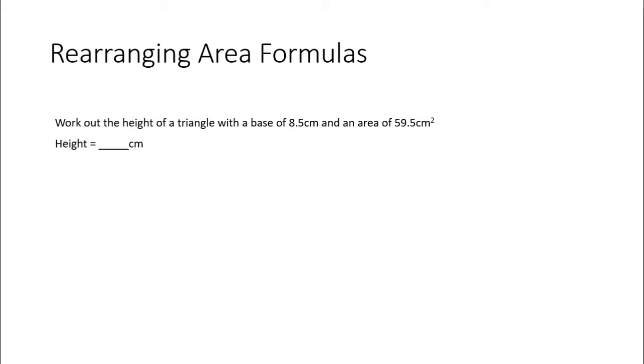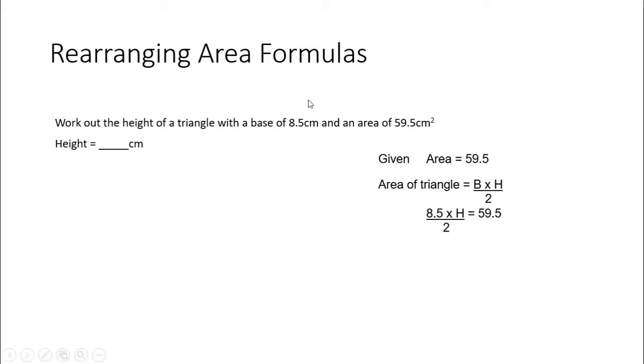Next, we have another rearranging formula for you. You're told that to work out the height of the triangle with a base of 8.5 centimeters and an area of 59.5 centimeters. Anytime they give us a value in a question, you should be thinking about using the formula that we need to find out that value. So given the area is 59.5, the area formula for a triangle is base times height divided by 2. That must mean that base times height divided by 2 is equal to 59.5.